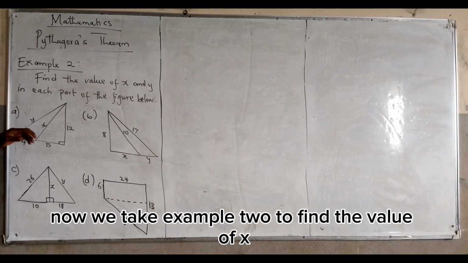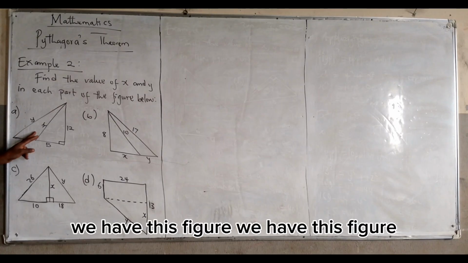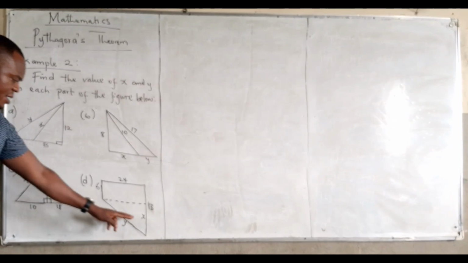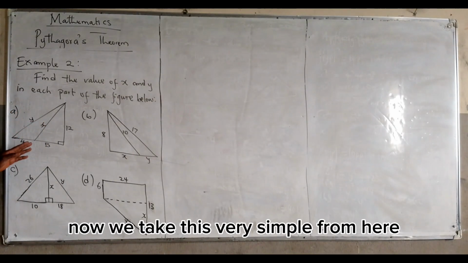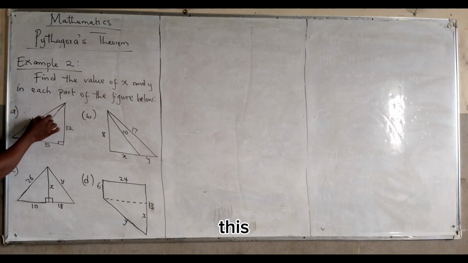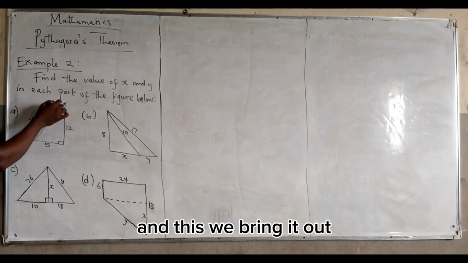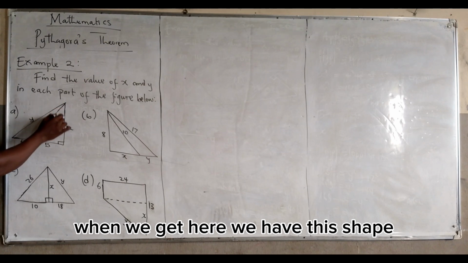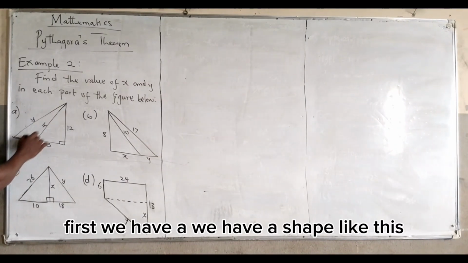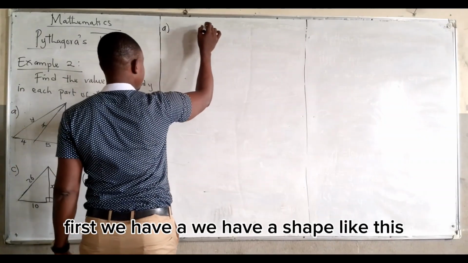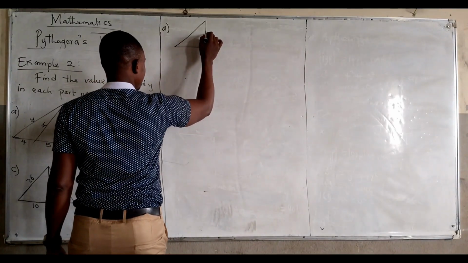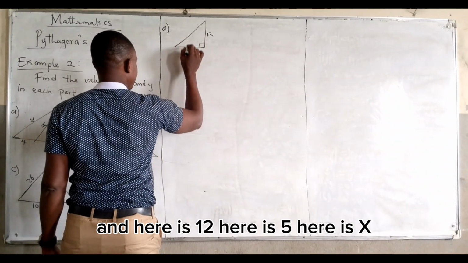To find the value of x, y in each part of the figure. We have this figure, and we have to look for x and y. Now we take this, very simple. From here, we have two shapes, this and this. We bring it out. When we get here, we have this shape. So let's take this first. We have A, a shape like this. And here is 12, here is 5, here is x.